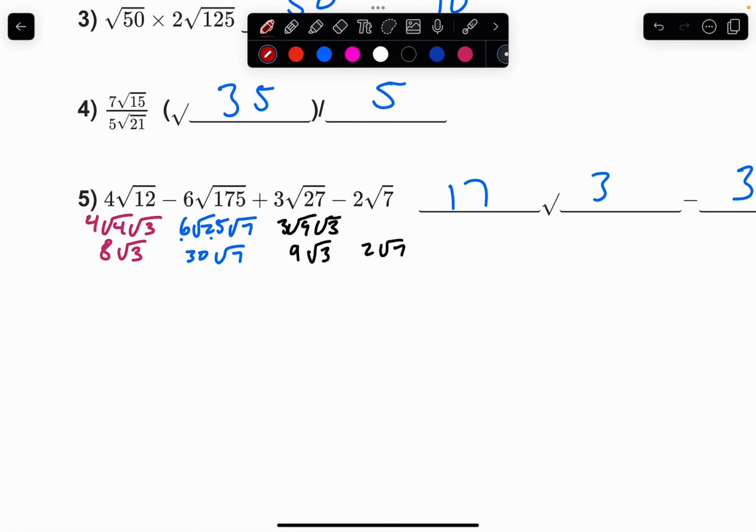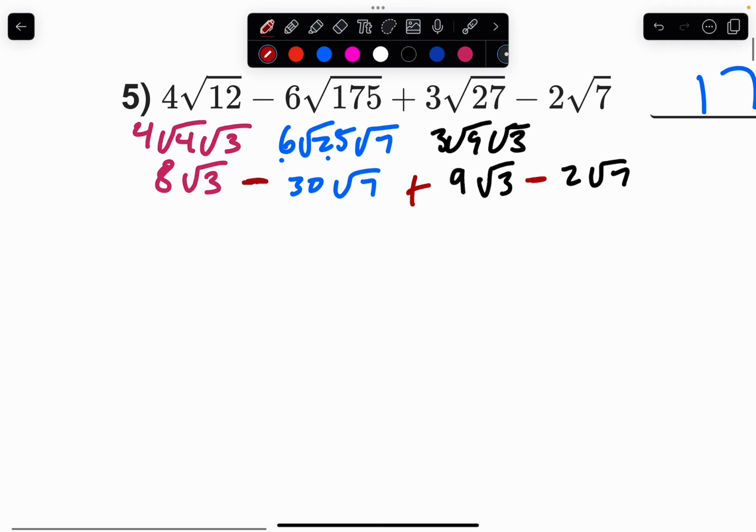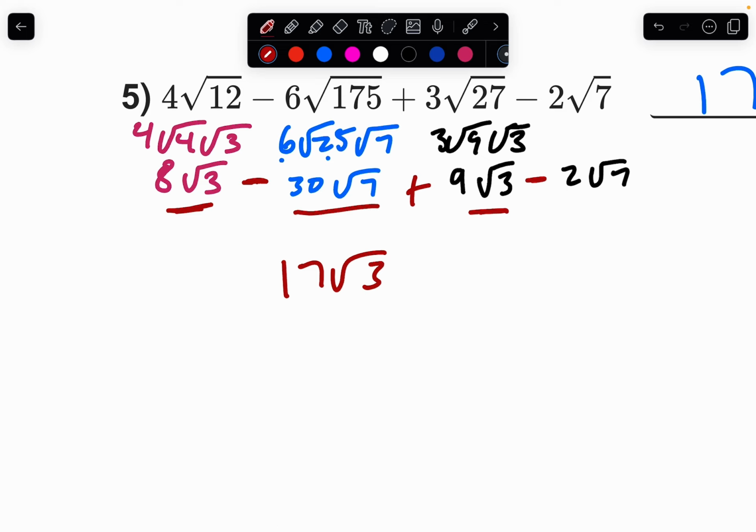Looking at this, we have a minus, a plus, and a minus. So we have positive 8 root 3 and positive 9 root 3 for positive 17 root 3. We have negative 30 root 7 and negative 2 root 7 for a negative 32 root 7.